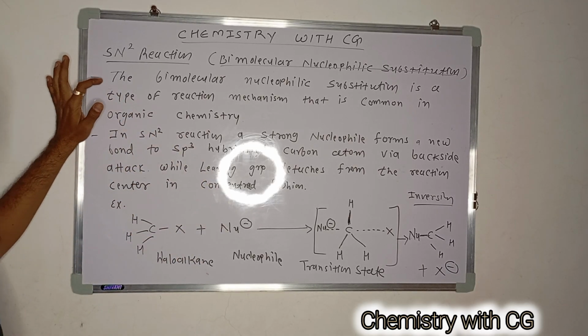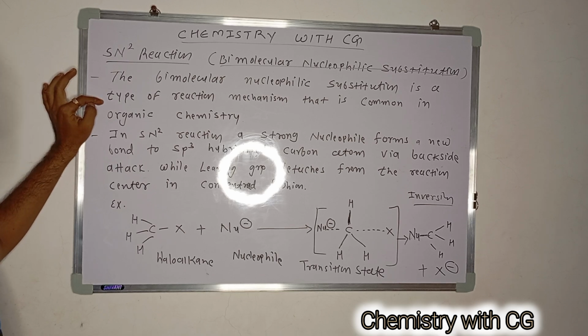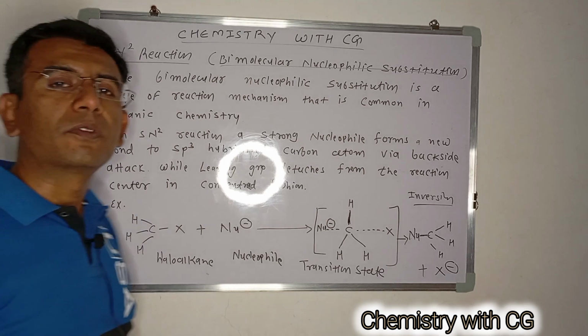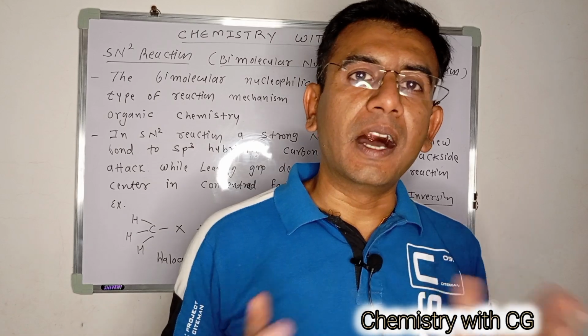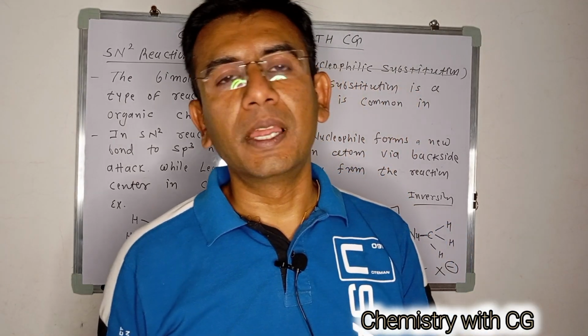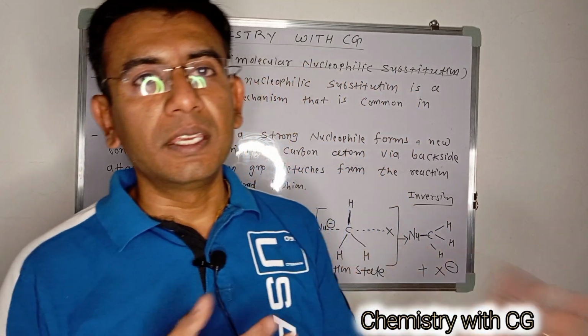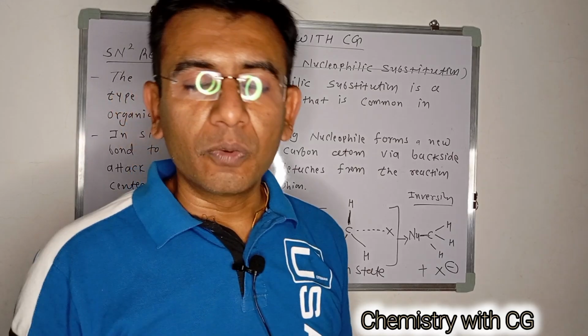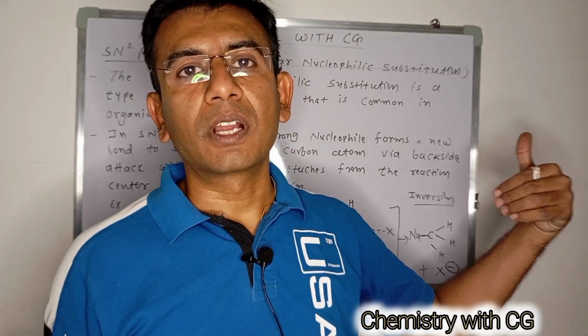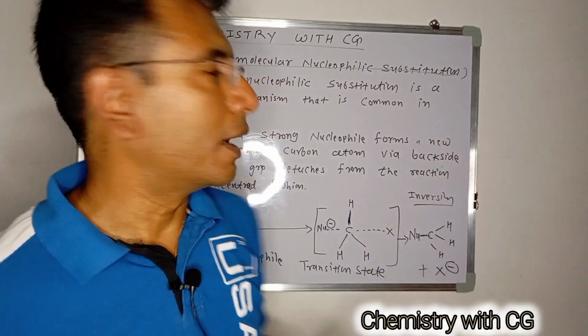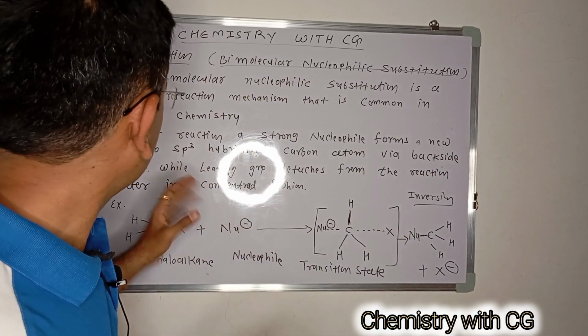See here, bimolecular nucleophilic substitution is a type of reaction mechanism that is common in organic chemistry. So for a haloalkane kind of compound, we consider this kind of reaction to explain how the reaction happens in a simple haloalkane compound. Here a nucleophile attaches to the compound and we remove a particular halogen from the haloalkane. So see here, the second thing is explained to us.